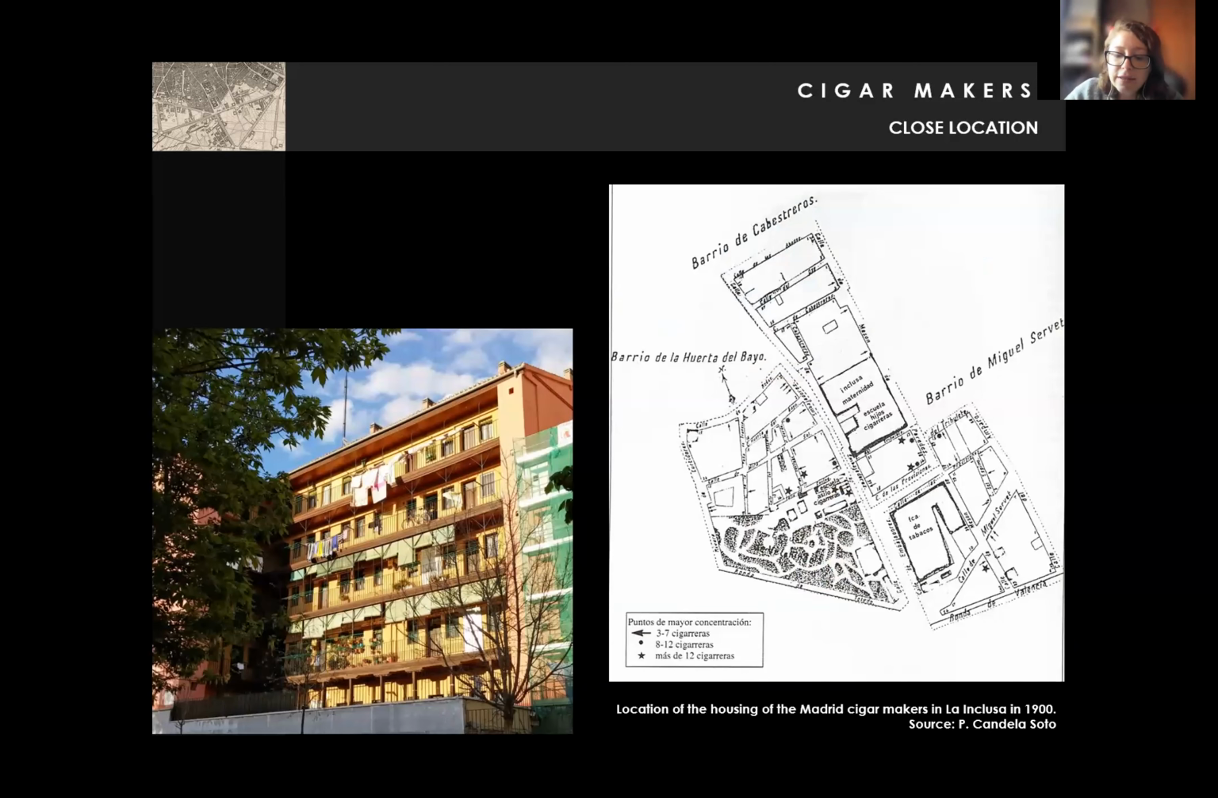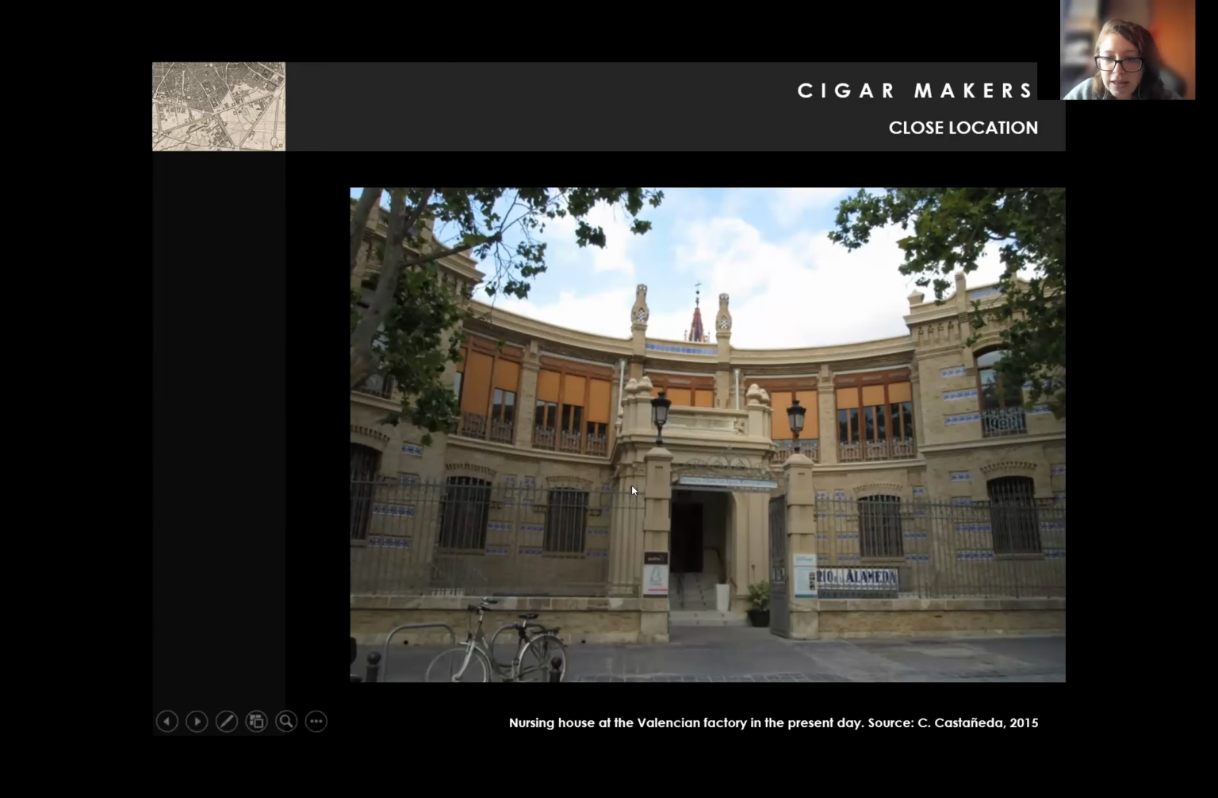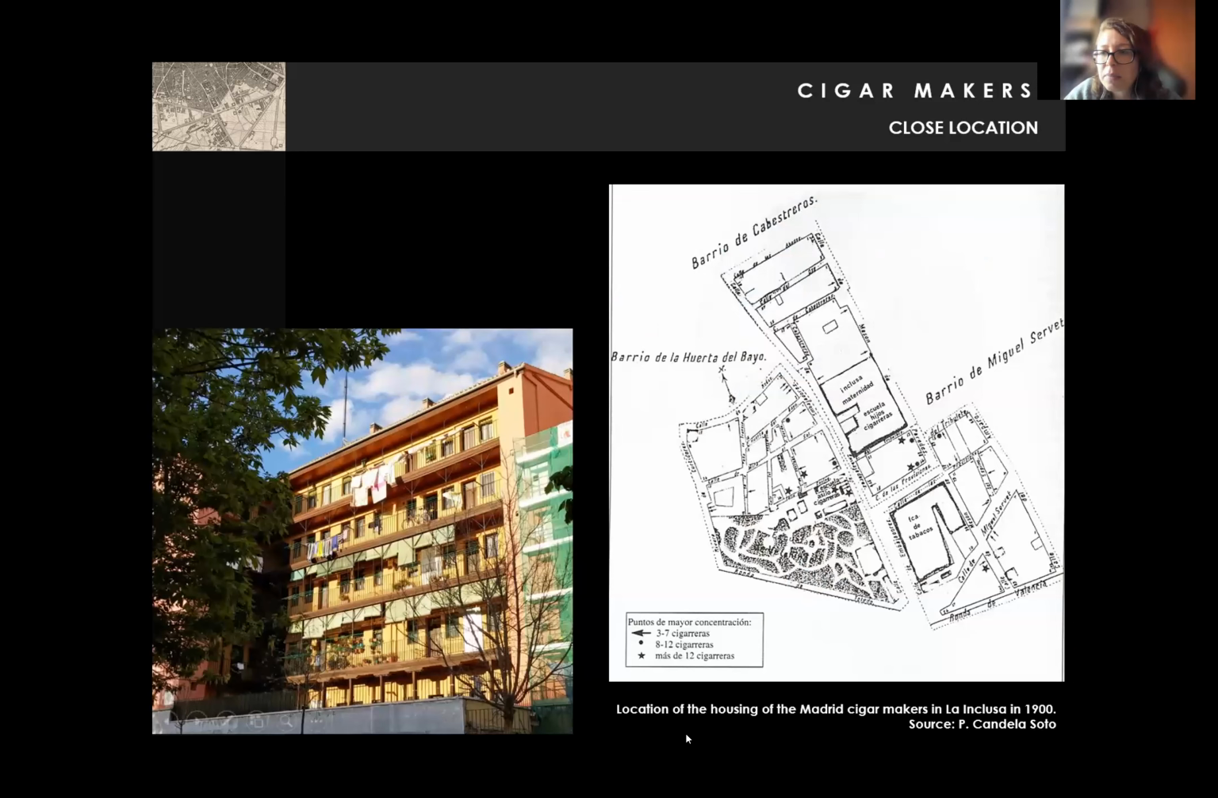And this was the nursing house at the factory of Valencia, which is now, I think, part of that. But there's also an interesting piece of research I recommend you consult by Dr. Paloma Candela Soto, on the female workers of the factory of Madrid. I have taken this example because we can see how these female workers in their factories had strong connections between them.